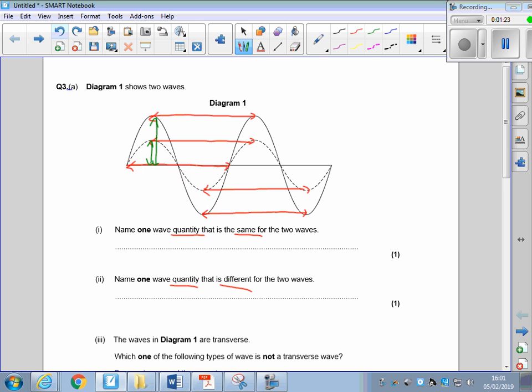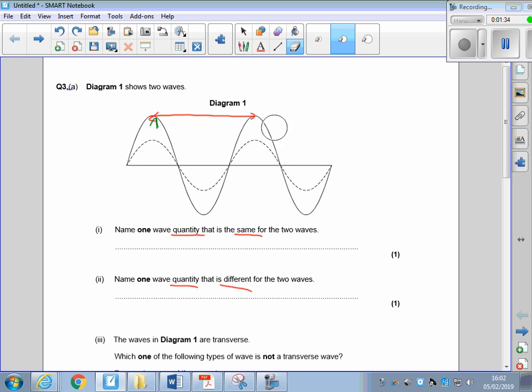Now, it's not relevant to this question, but lots of people, if they were looking at this question, would assume that the amplitude is that. Don't be that person, don't make that mistake. Amplitude is from the middle point to the furthest displacement, the furthest distance from that middle point. So that's the amplitude of that wave, and that's the amplitude of that wave.